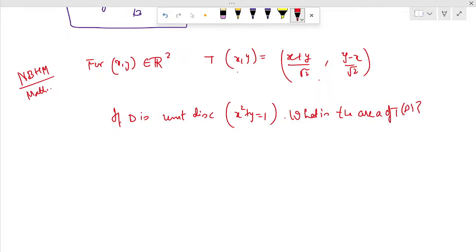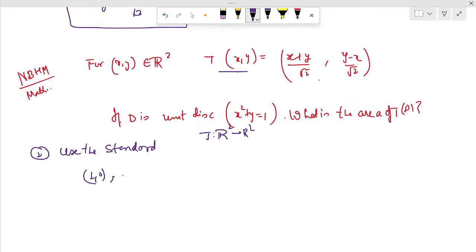So how to do these types of questions? Again, I told you, first do one thing, just try to write the matrix of transformation. Let me use the standard basis. The first step is to use the standard basis. Please remember, this is a matrix of a linear transformation defined from R square to R square. So what would be the standard basis? It would be (1, 0) and (0, 1). Now try to write T of (1, 0).